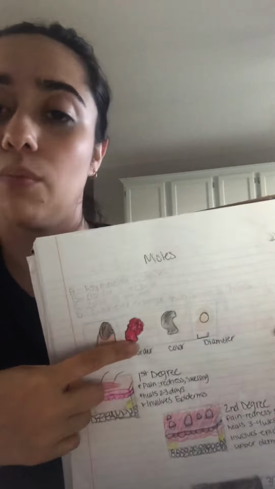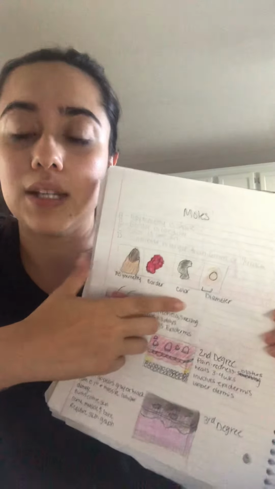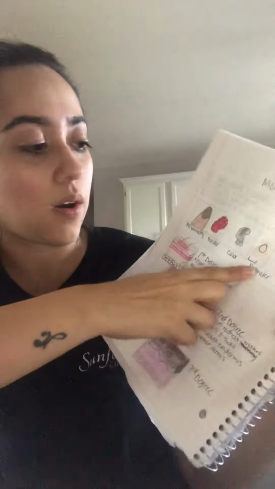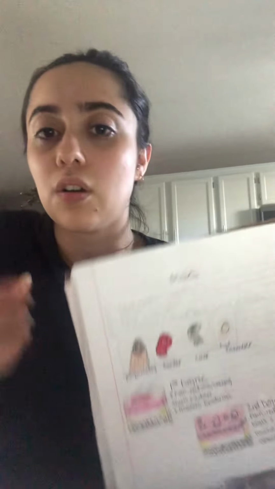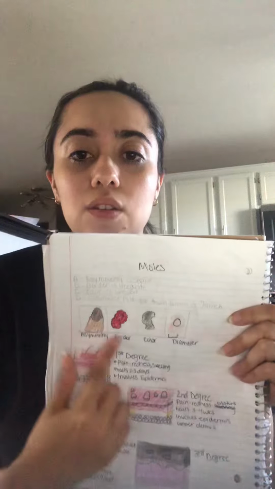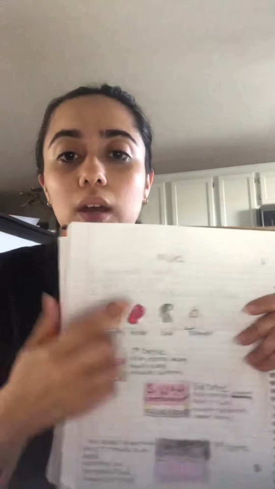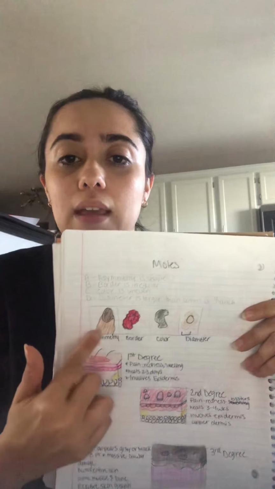If it changes in color, if it once appeared to be brown and then it changed into a grayish blue color, definitely something that is to watch out for. And then the diameter, so if it started out as a very small mole and as it progressed it has gotten bigger, so all of these are different types of things that you look for in a mole. So to break it down, it is the A, B, C, D.